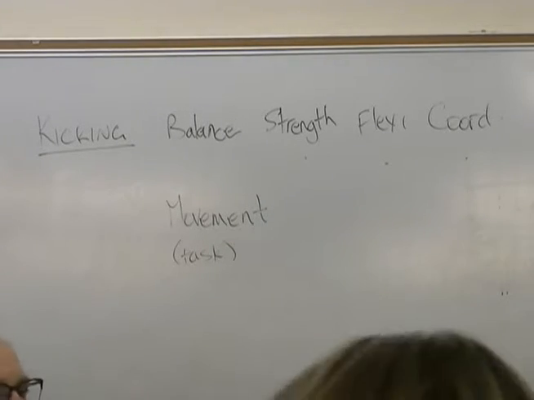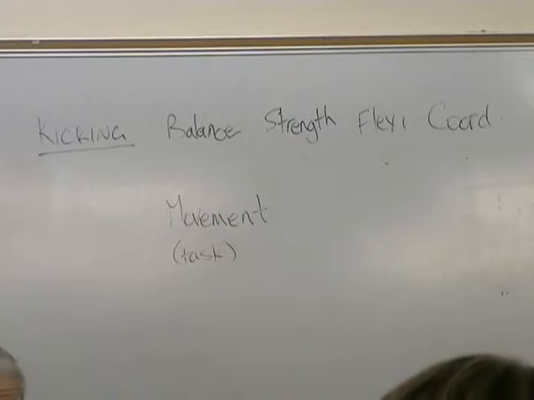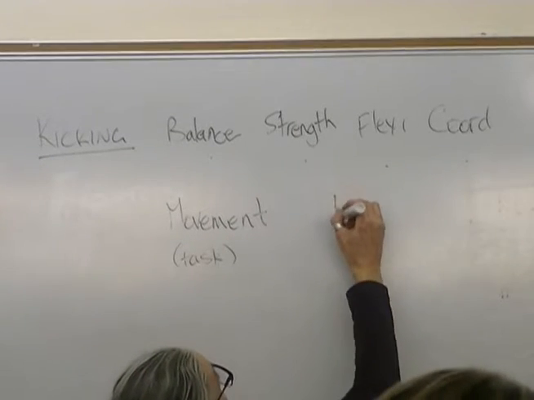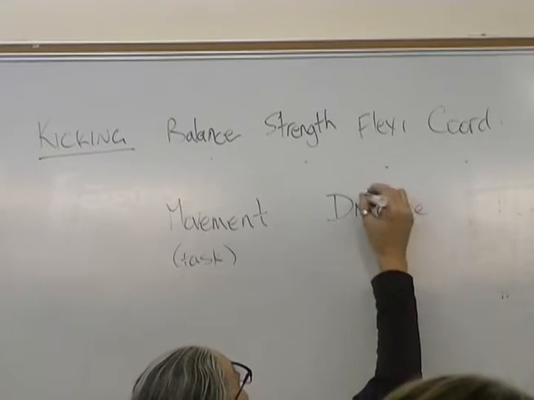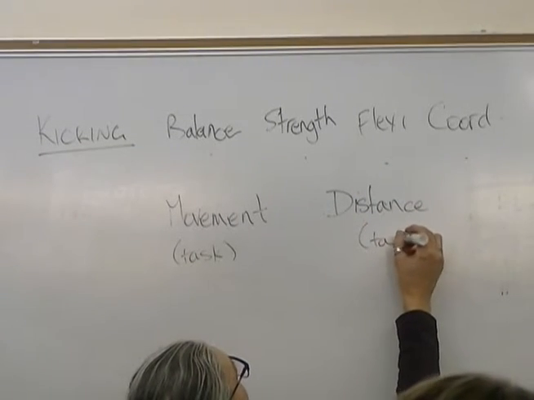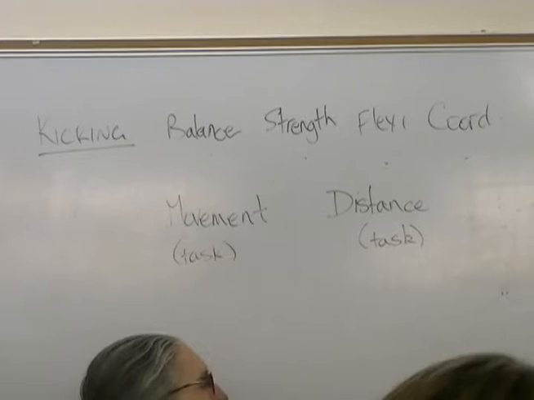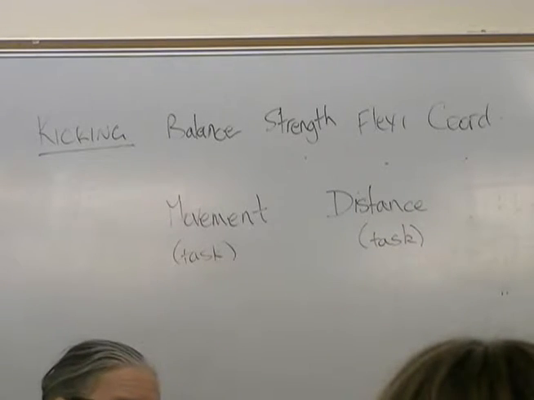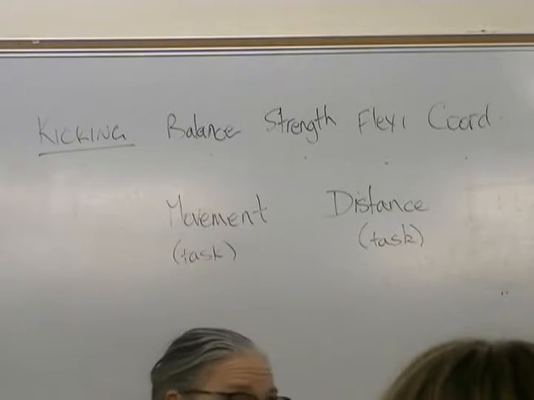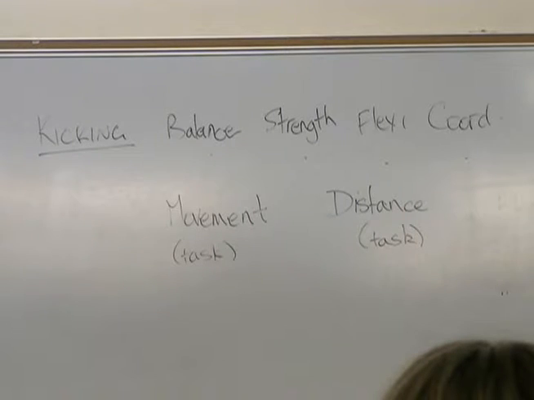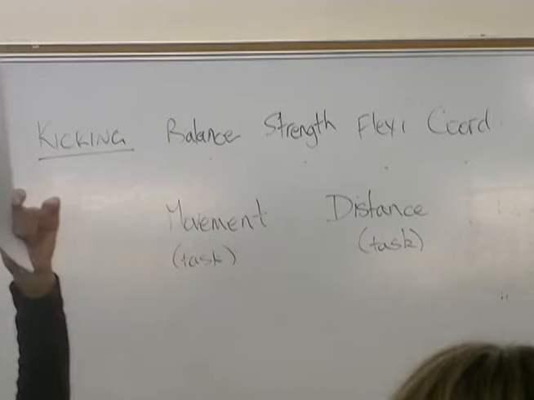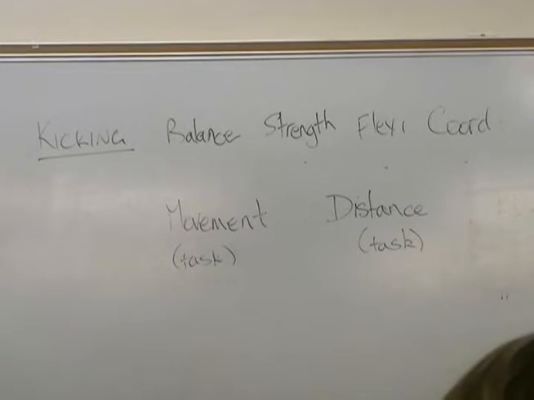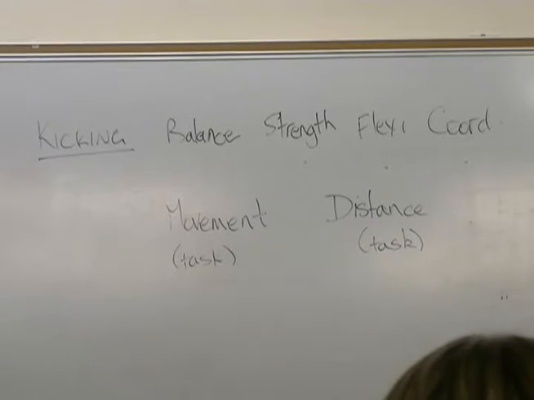The distance that I've got to kick the ball. Right? That's another task constraint. Am I kicking the ball just a little way to my teammate, or am I trying to kick the ball all the way down the field to someone that isn't being covered by the opposite team and they've missed that this person is free?